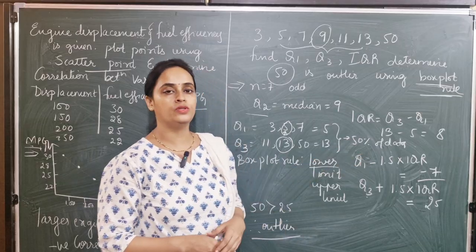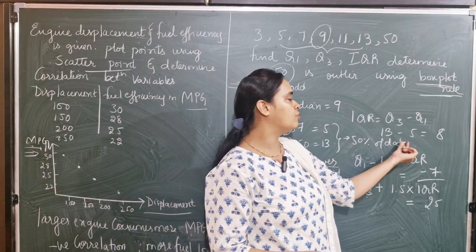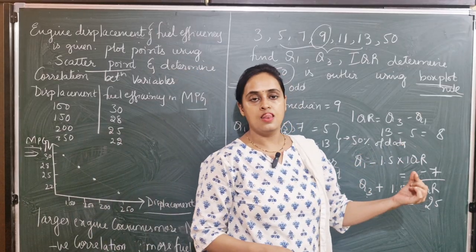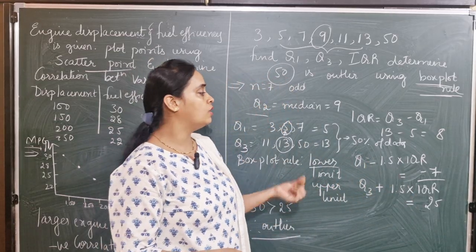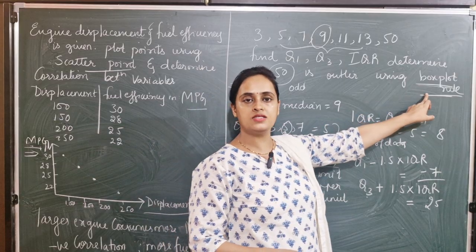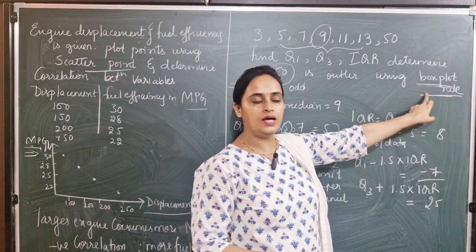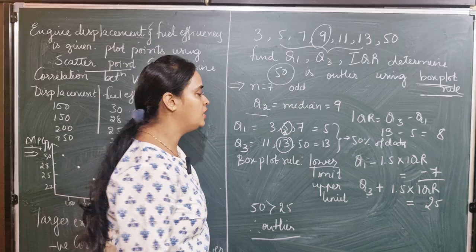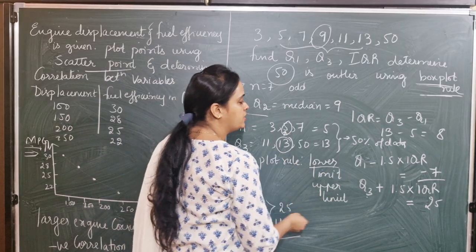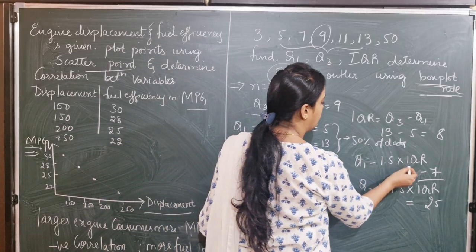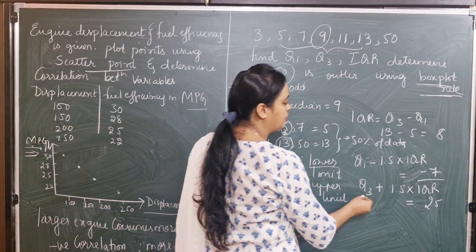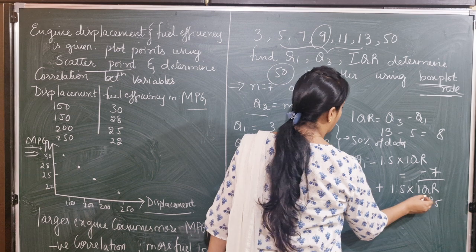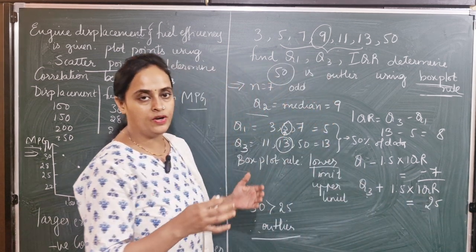IQR is nothing but Q3 minus Q1. Therefore, the IQR is 8. Now, we need to determine whether 50 is an outlier or not using the box plot rule. To do that, as in the past, we use the same formula where the lower limit is Q1 minus 1.5 times IQR, which is minus 7. The upper limit is Q3 plus 1.5 times IQR, which is nothing but 25.